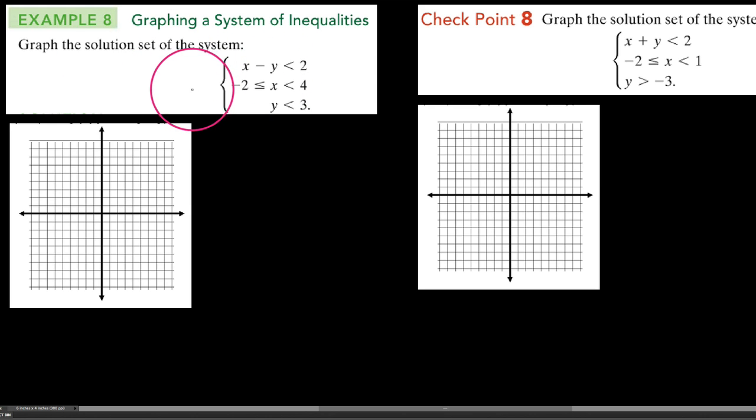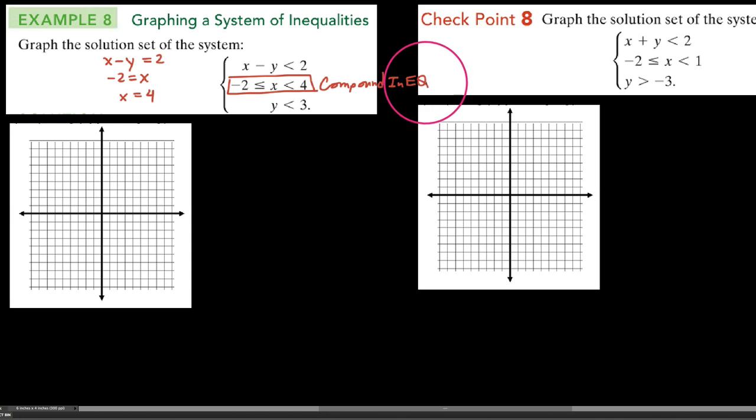So the very first thing we want to do to graph the solution region, to find which points all three of these have in common, is to rewrite these and graph them as if they are equations. So we say x minus y equals 2. In this case, now this is interesting, we actually get two separate equations that come out of this. The first one is negative 2 equals x, and we say that x equals 4. So this is what we call a compound inequality. And then our last one here we would just say is y equals 3.